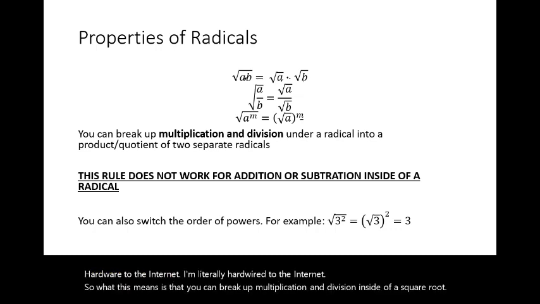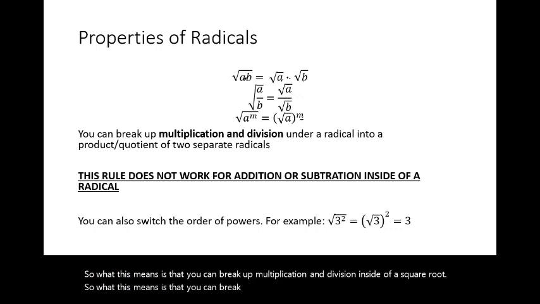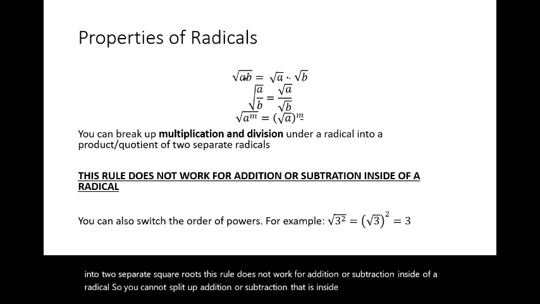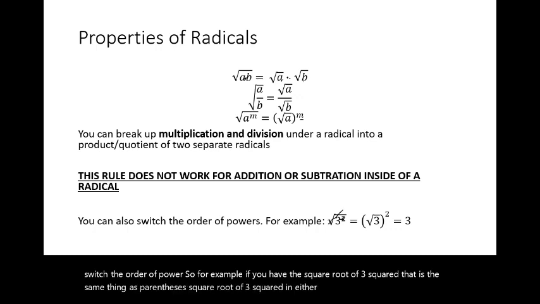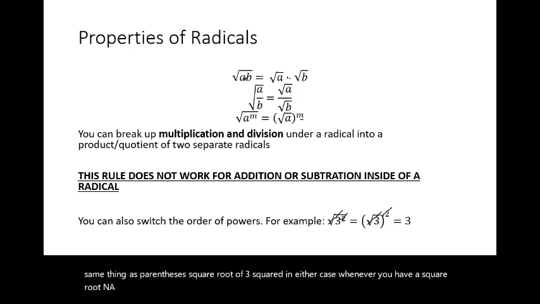So what this means is that you can break up multiplication and division inside of a square root into two separate square roots. This rule does not work for addition or subtraction inside of a radical, so you cannot split up addition or subtraction that is inside of a square root. You can also switch the order of power. So for example, if you have the square root of 3 squared, that is the same thing as parentheses square root of 3 squared. In either case, whenever you have a square root and a square performed together, they will cancel out, leaving you with what was inside the radical.